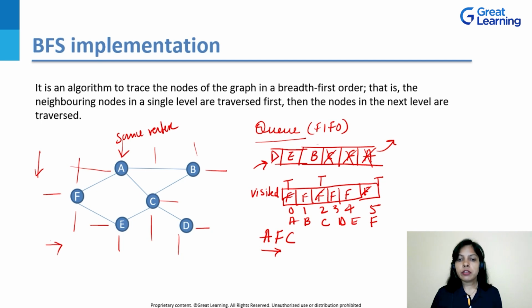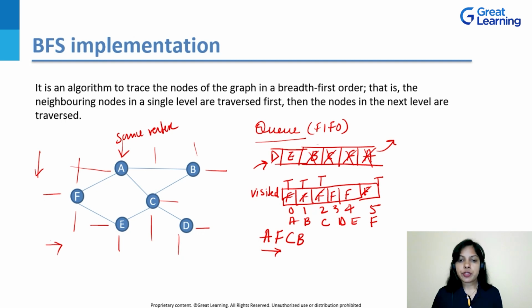Fine. Next to be visited is B. So B will be deleted from here. B is the next visited and B will be marked as true over here. Now, which are connected to B? C and A. And already A is visited, C is also visited, so nothing is there to insert right now.